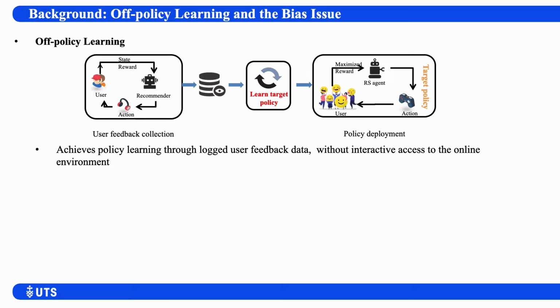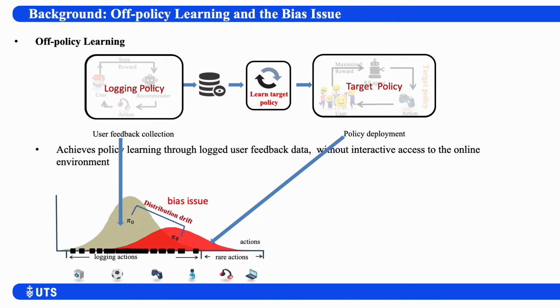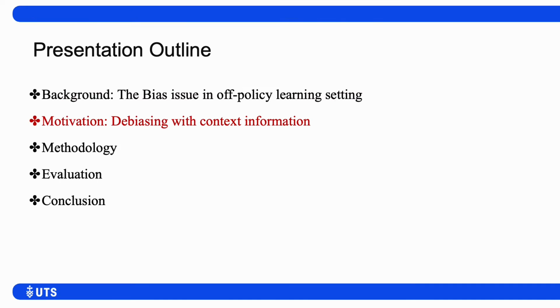However, we must say that the challenges in off-policy learning for recommendation are also severe. Here we denote the user feedback collection loop as the logging policy and the policy deployment as the target policy. As we can see from this distribution map, the two policies hold different distributions, which causes severe bias issues in the off-policy learning setting. The main reason is that the logged data can provide only partial information, while the rewards for the other actions are missing. Facing the advantages and the challenges in off-policy learning, next I will introduce our motivation for debiasing the recommendation system in the off-policy learning setting with context information.